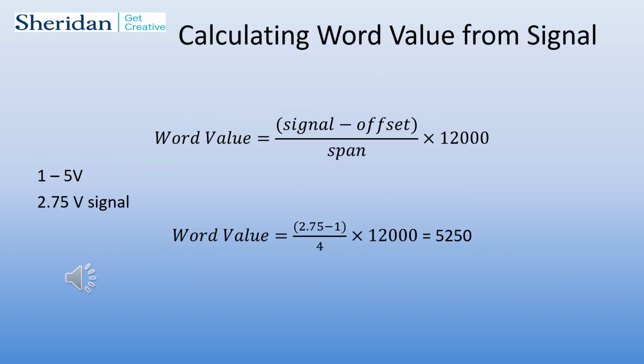Okay, let's look at calculating a word value if we have a signal going to a PLC. Word value equals the signal minus the offset, divided by the span, times 12,000. So we need to know what type of instrument signal it is. Say it's a 1 to 5 volt signal with a signal value of 2.75. To get the word value, you take 2.75 minus the offset of 1, divided by the span of 4, and multiply by 12,000, which gives us 5250.